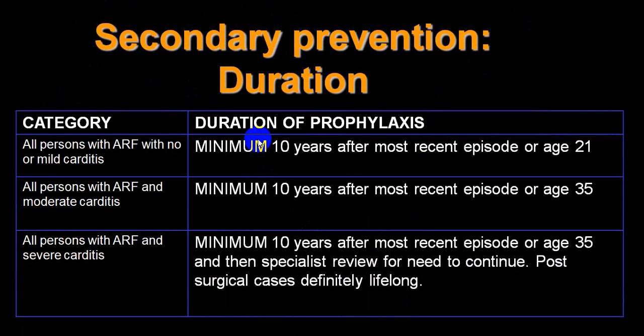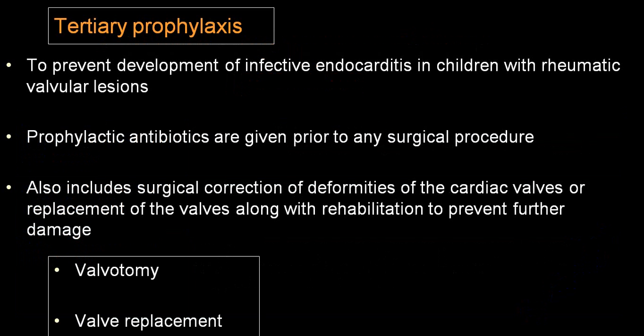So for secondary prevention, these are the criteria which you utilize. Minimum 10 years after the recent episode or up to the age of 21. If a person is having acute rheumatic fever with moderate carditis, this is with mild, moderate and severe, here the duration increases up to the age of 35. In severe carditis also it is minimum 10 years or up to the age of 35, depending upon which is the onset of the age.